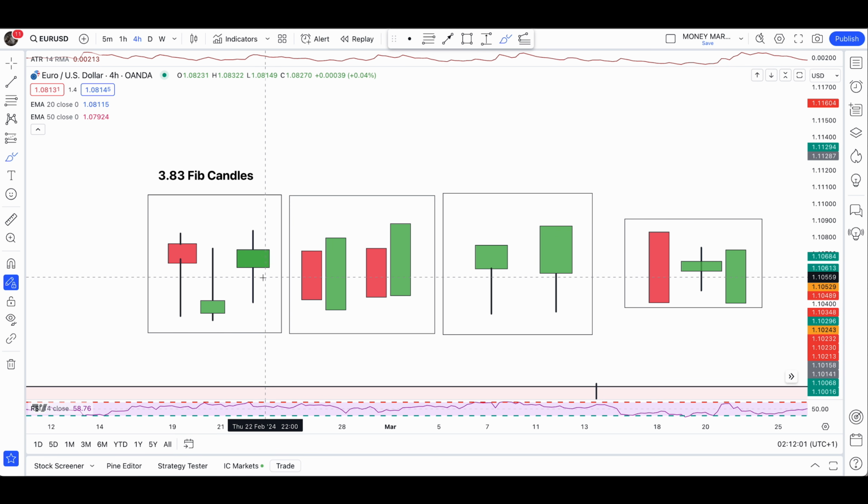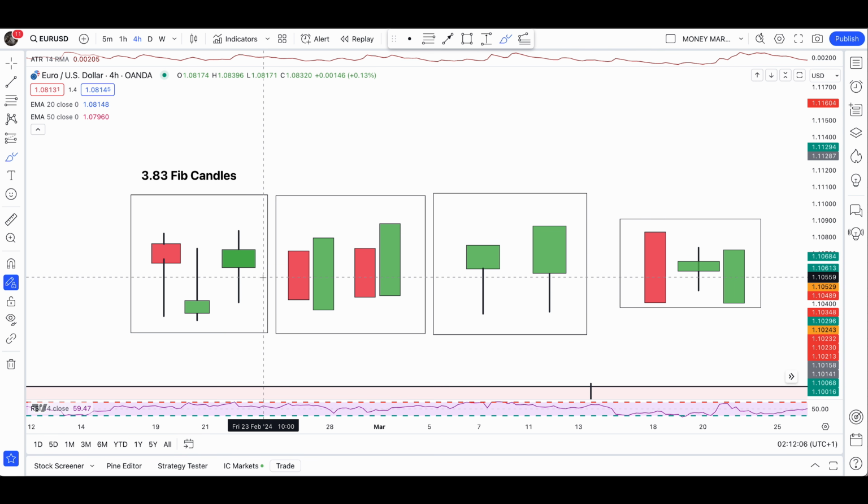Now, the next one, we have bullish engulfing candles. Now, it is a very popular candle, as you guys might have heard me talking about these candles in every single video. So I'm going to go through it very quickly, but I'm going to show you what's valid and what's not valid.